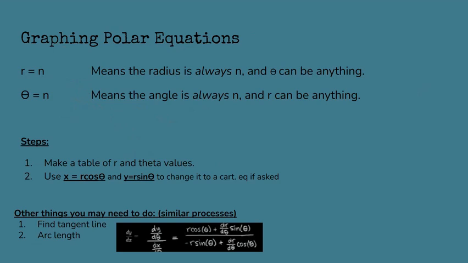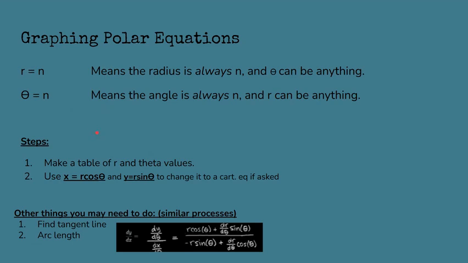Now, how do you graph polar equations? Well, first of all, let's just talk about how we can have lines that are x equals something and y equals something. They're pretty much constant lines. Let's talk about what it means to have equations where r or theta just equals a number. If we had r equals 1, that would mean the radius is always 1 and the angle can be anything. And if the angle always equals a certain number, then the angle is always that and the radius could be anything.